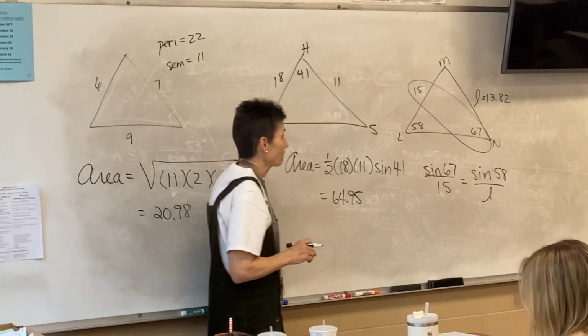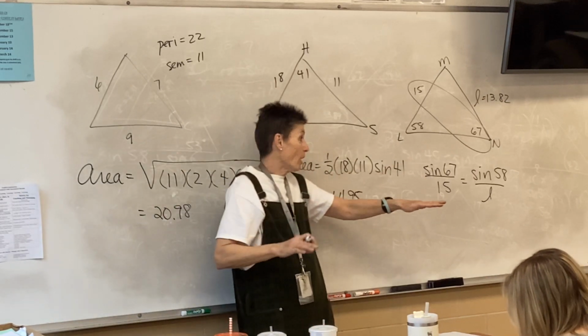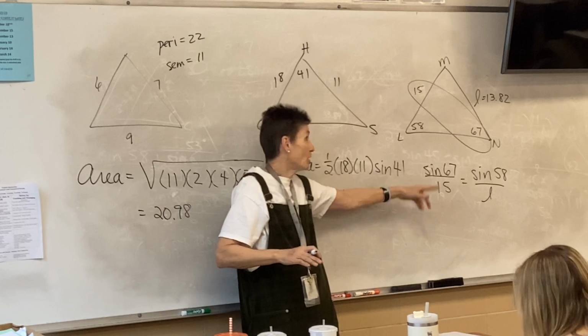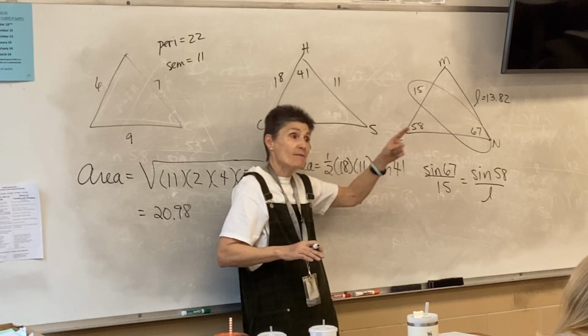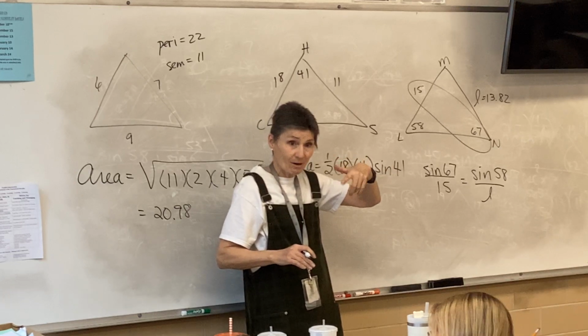After all that conversation, we all type this in, cross multiply, divide, hopefully we all got 13.82. That is not the answer to the question. Remember, we're supposed to be finding area.